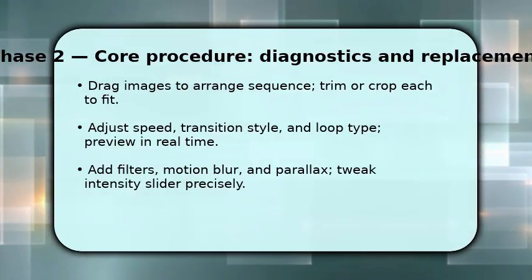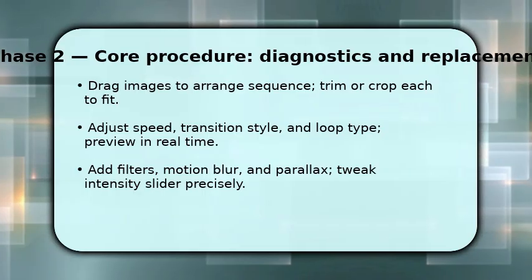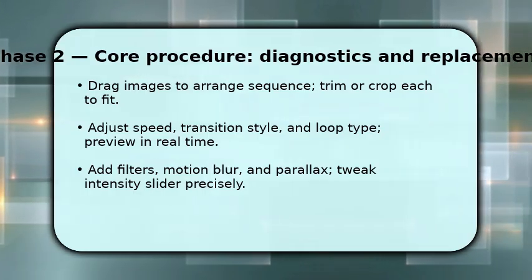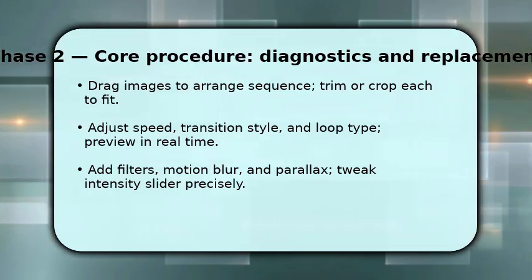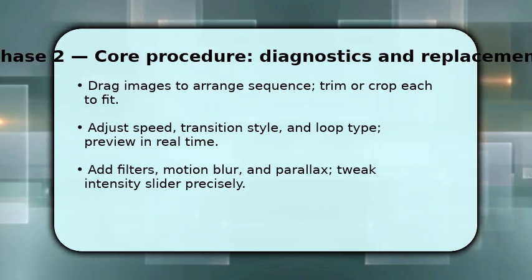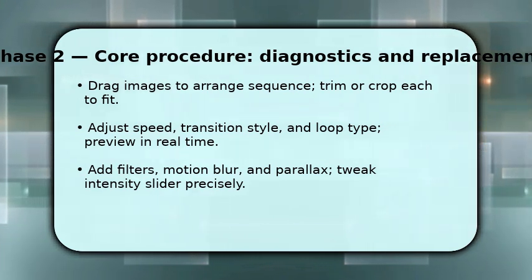Add filters, motion blur, and a subtle parallax. These boost depth, so reduce intensity when images show fine detail. This middle stage defines the final aesthetic and smoothness.